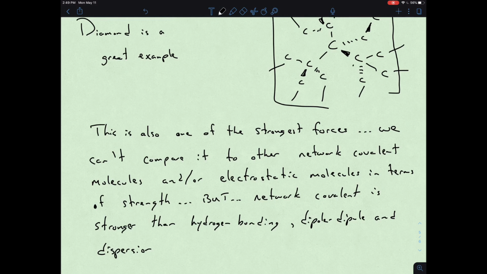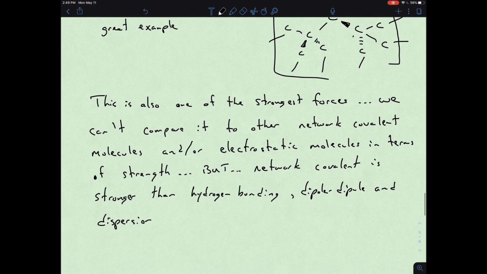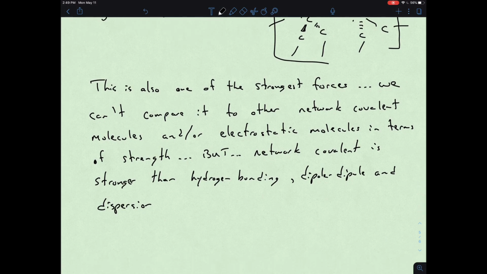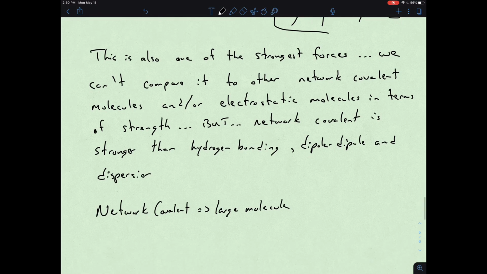A good way to recognize network covalent is the idea of a large molecule. So we could have something that maybe looks like this.